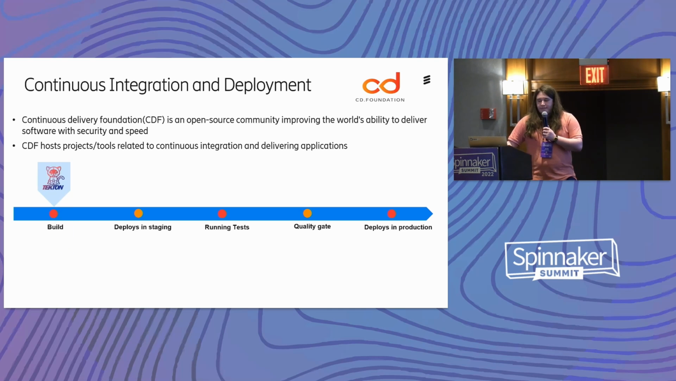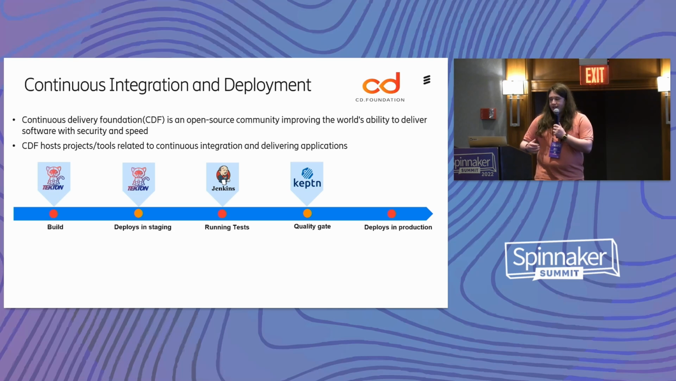So for example, you might build in Tekton and then deploy in staging also with Tekton, run some tests on it using Jenkins test suites. You might have a quality gate then with Keptn, and then deploy into production using Spinnaker.